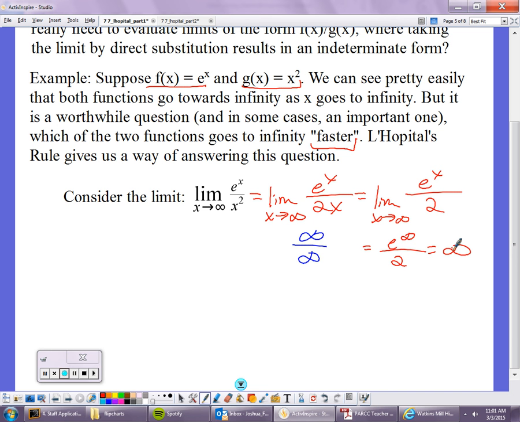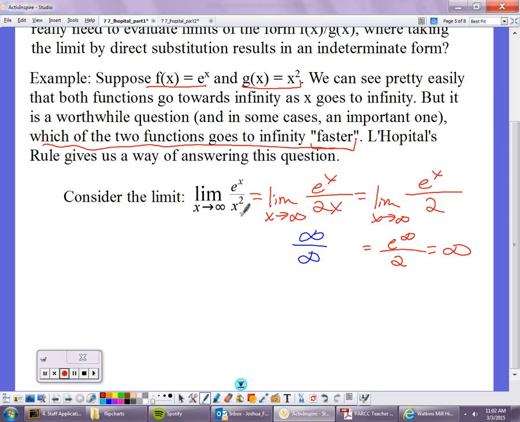Why did I do that? Well, that tells me something. I was saying we could use this to figure out which of the two functions goes to infinity faster. That e to the infinity is going much faster than x squared. E to the infinity is going to beat out x squared, because if x squared was going to infinity faster, then this limit would have ended up being 0. Another way to put it.